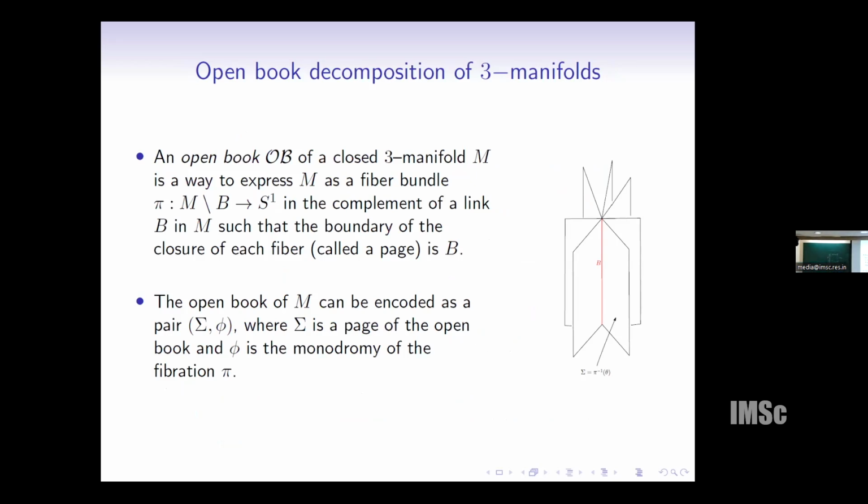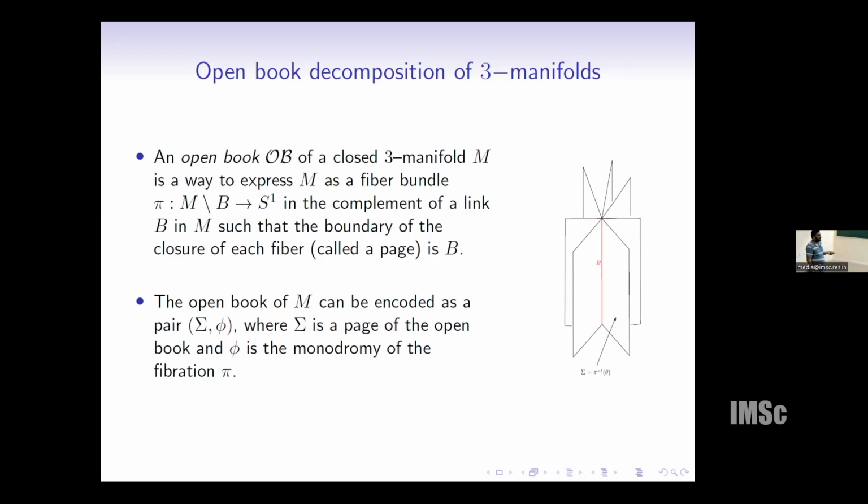An open book of a closed oriented 3-manifold M is a way to express M as a fiber bundle over S1 in the complement of a link B in M, such that the boundary of the closure of each fiber is B. So here is the schematic of the open book diagram. Here B is the binding, and these half planes are the pages. Basically, this is the open book of R3. These pages have common boundary B.